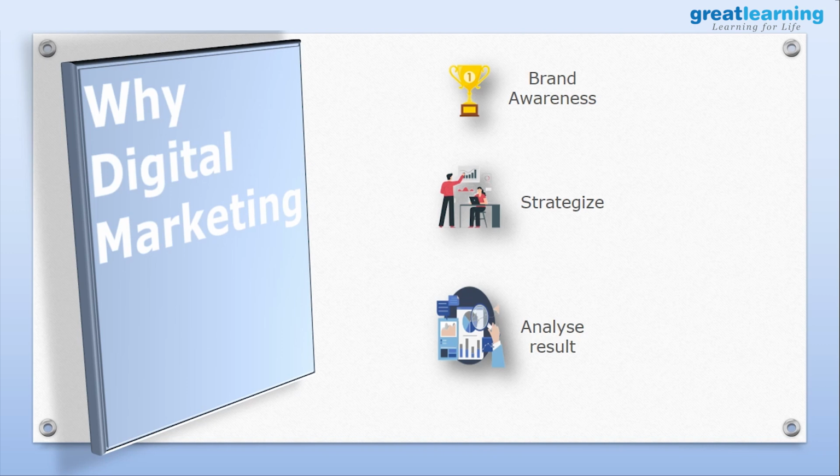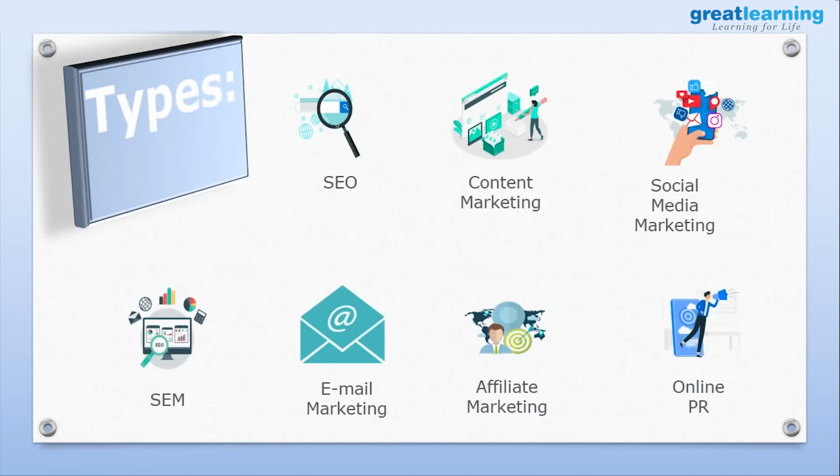So these were the main advantages of digital marketing, main reasons why we should choose digital marketing over the traditional form of marketing. So now that we have talked about the what and whys, let us look at the types of digital marketing. So moving on, we'll be studying these 7 types of marketing.